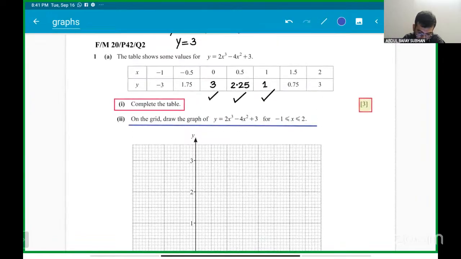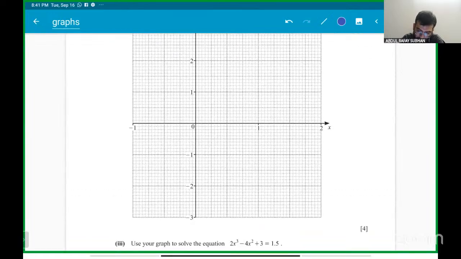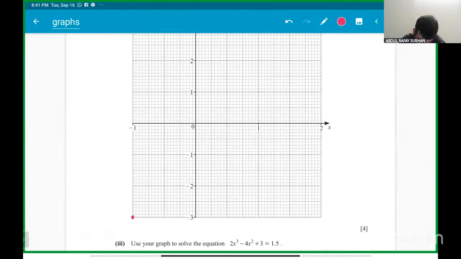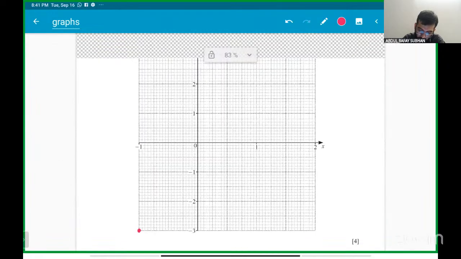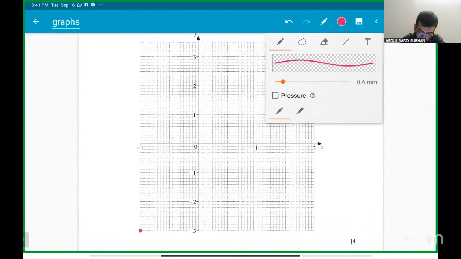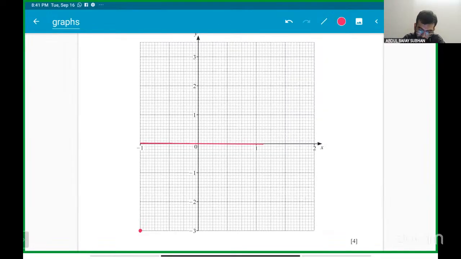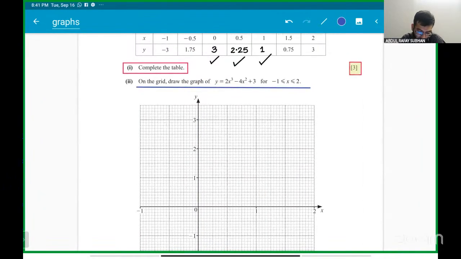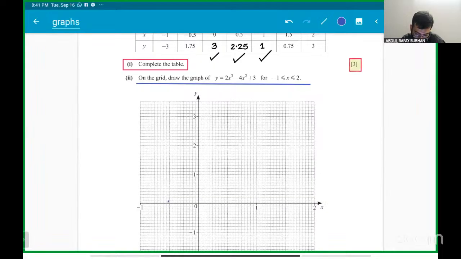How do you do it? When x is minus 1, y will be negative 3. Everyone should know if you are struggling with this. This is the x-axis, sir, and this is the y-axis. Is everyone getting it? So minus 1 and minus 3. Then, sir, negative 0.5 will be here.